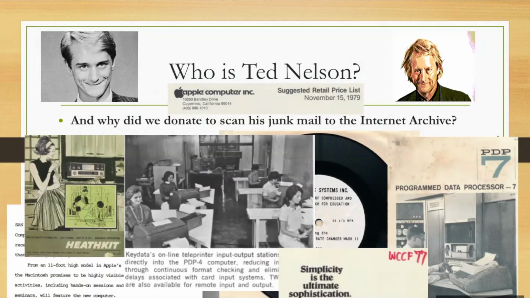And then in the lower left, something from the Macintosh release. They had an 11-foot high model of the Macintosh. And he was into Apple computers. So he had a suggested retail price list from November 1979 when they were at Bandley Drive in Cupertino.